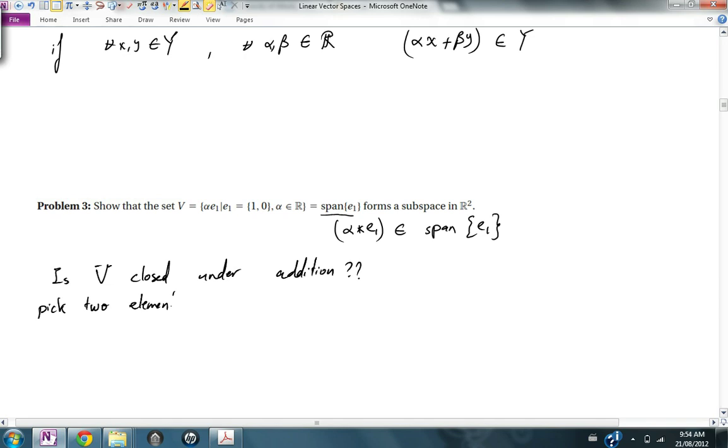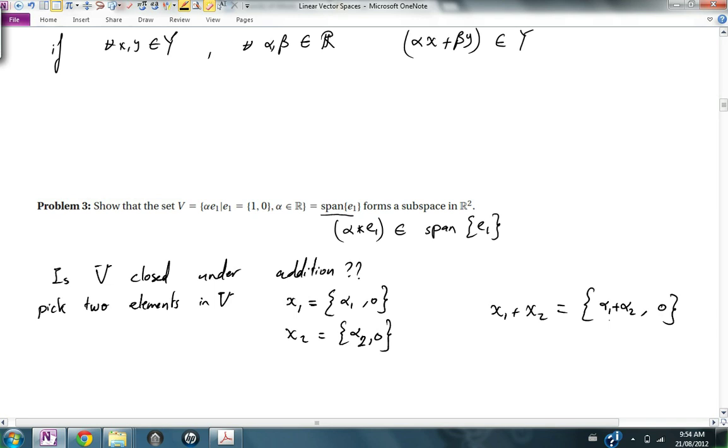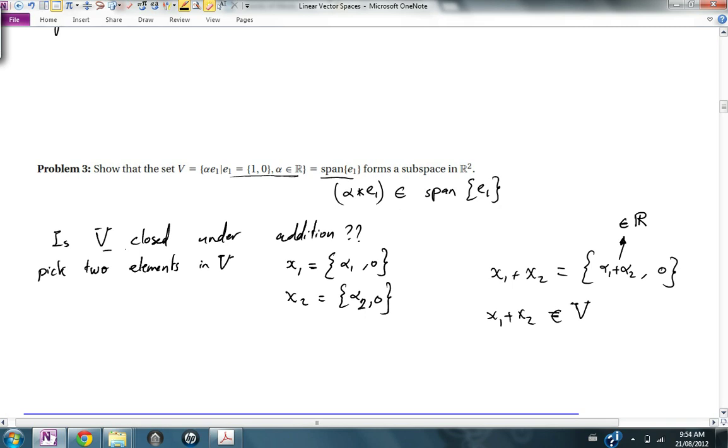So let's pick x1, which is equal to, let's say, (alpha 1, 0), and x2, (alpha 2, 0). x1 plus x2 is equal to (alpha 1 plus alpha 2, 0). This is a real number. Because this is a real number, x1 plus x2 satisfies this property. Therefore, x1 plus x2 is an element of V, which means V is closed under addition.